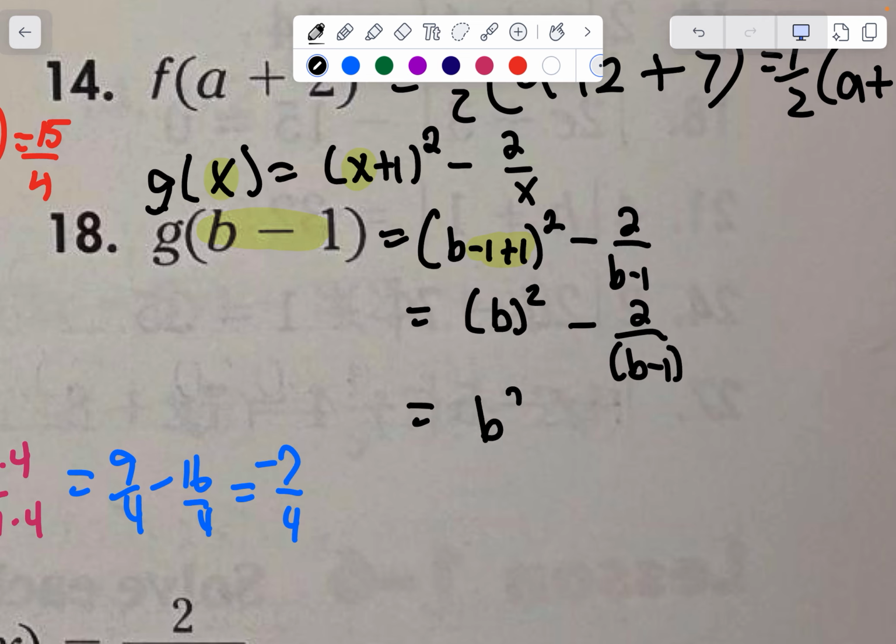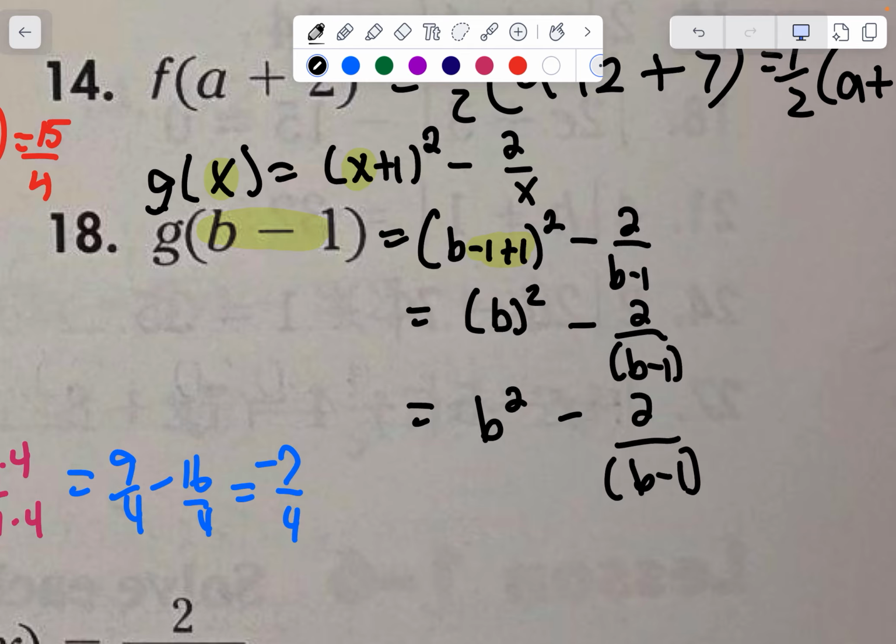I have no idea what that is. B minus 1 is b minus 1. I have no clue what that is. So I don't think I can do anything else. I mean, even getting a common denominator for there is pretty impossible because I don't know what b is. If b was 7, the common denominator would be one thing. If b is 10, it's something else. So just leave it. That's fine.